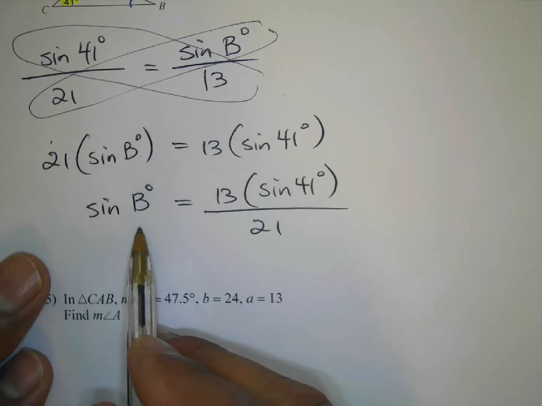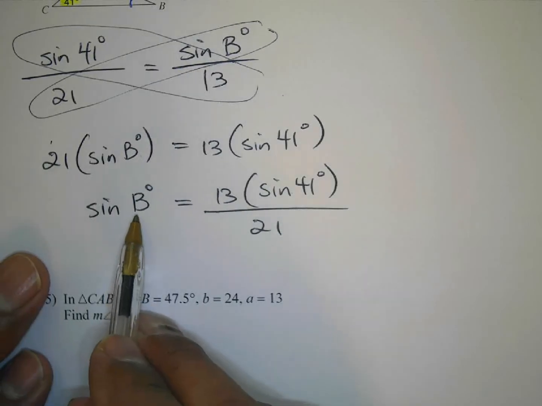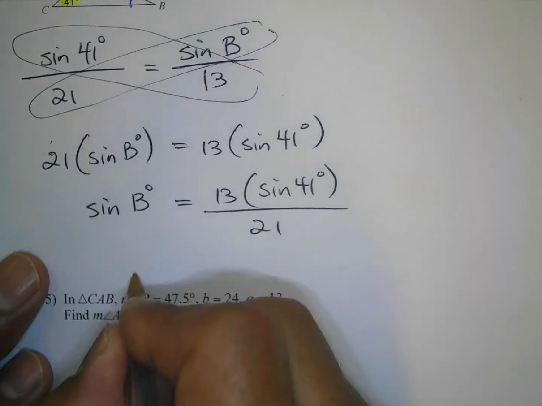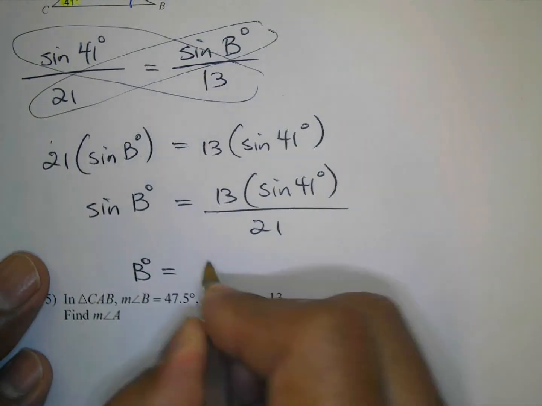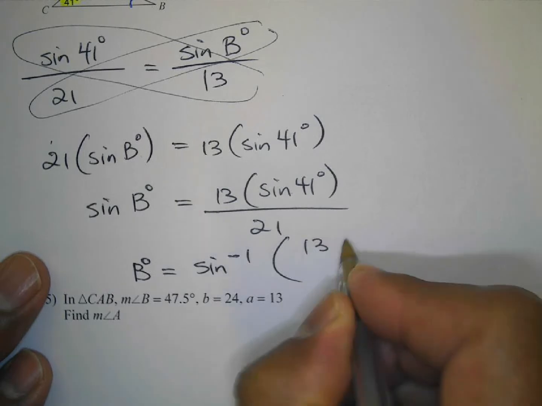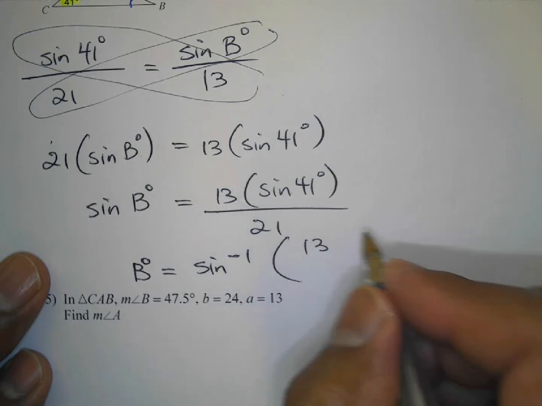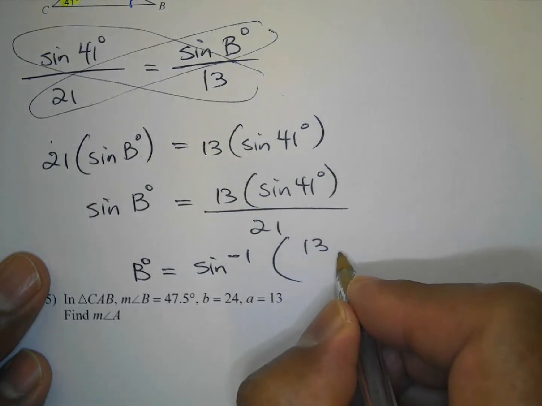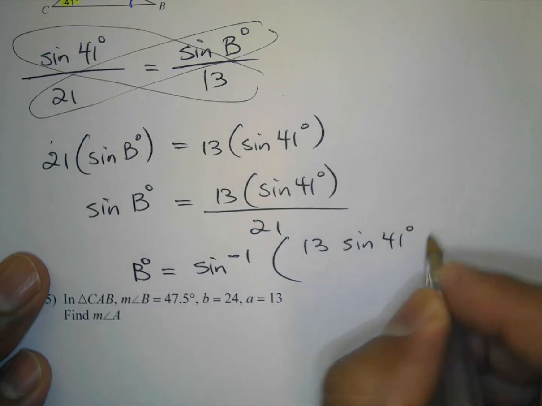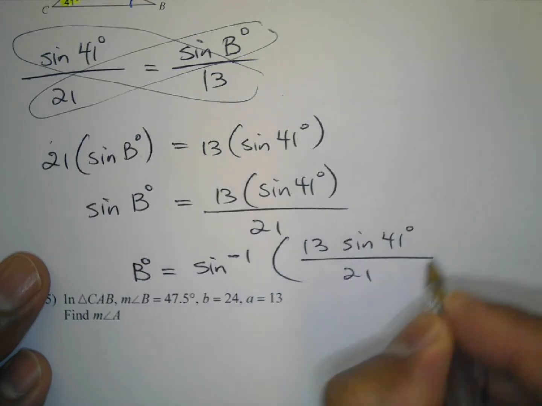And then here's where you do the, when you're trying to find the angle measure, you can't divide by sine, you do the sine inverse. So that'll be B is equal to sine inverse of 13 sine 41 over 21.